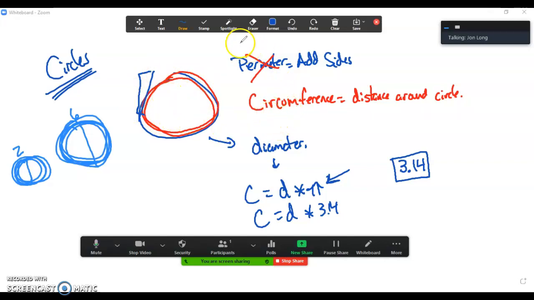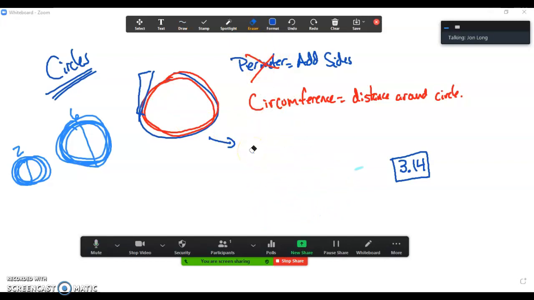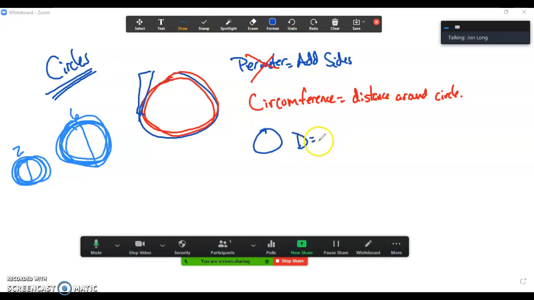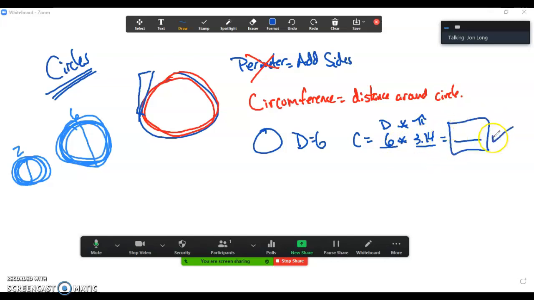It's impossible. So let me clean some of this up, and let's use our formula. Diameter times pi. Okay, here's a circle. Diameter equals 6. What is the circumference? Remember, diameter times pi. So replace our numbers: 6 times 3.14 equals, I don't know, you have a calculator figured out. What is 6 times 3.14? Good, there's your answer.